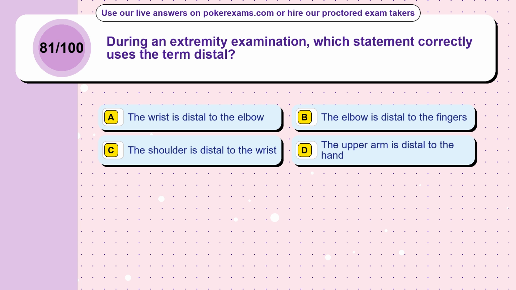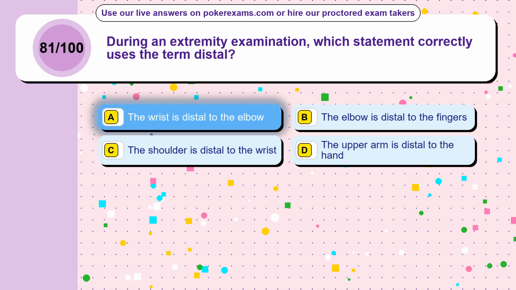Option A. The wrist is distal to the elbow. Option B. The elbow is distal to the fingers. Option C. The shoulder is distal to the wrist. Option D. The upper arm is distal to the hand. The correct answer is option A. The wrist is distal to the elbow.